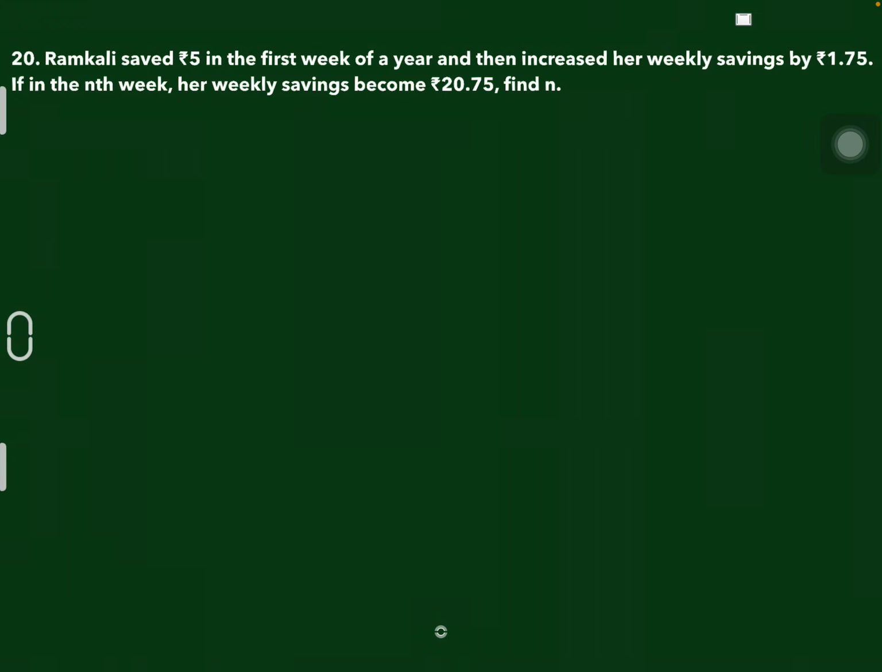And the last question of this exercise, Ramkali saved rupees 5 in the first week of a year. So, she saved rupees 5 in the first week of the year and then increased her weekly savings by rupees 1.75. So, in the first week she saved rupees 5 and the next week onwards she started increasing her savings by 1.75 rupees. In the nth week her weekly savings became rupees 20.75. If in the nth week her weekly savings become rupees 20.75, then find N.